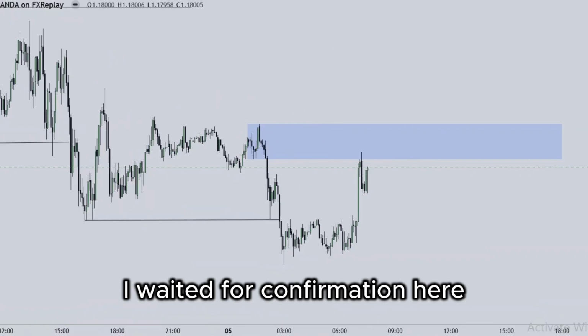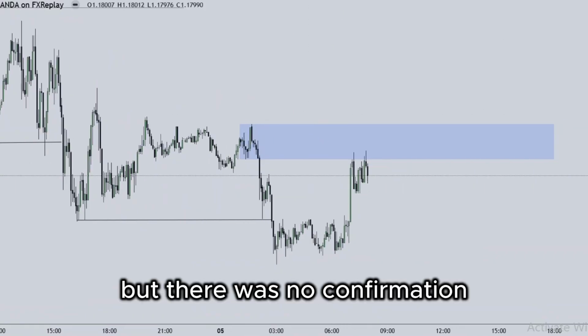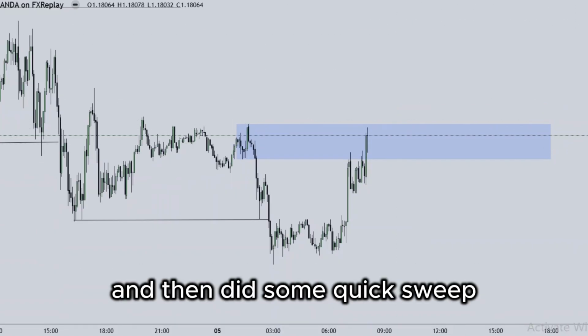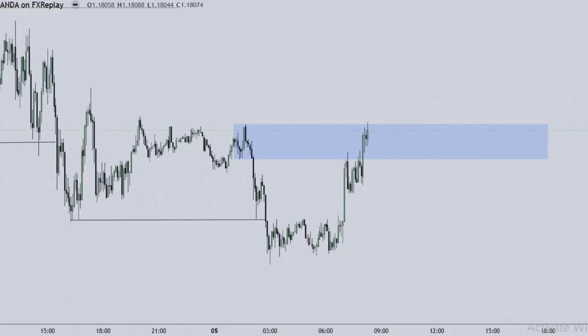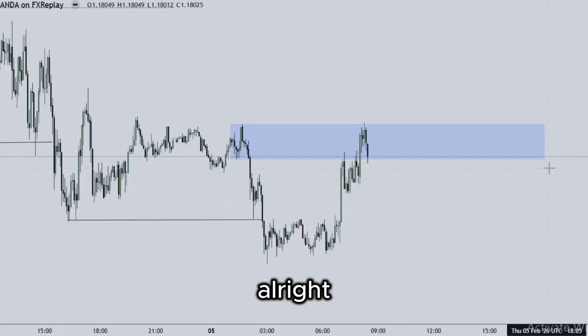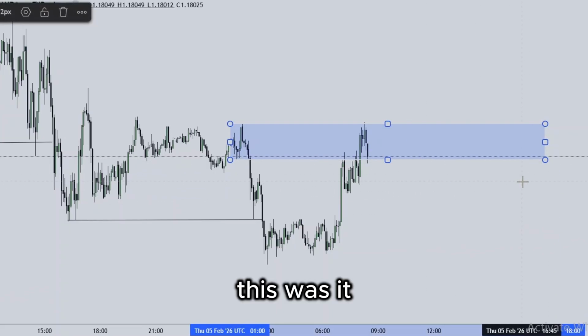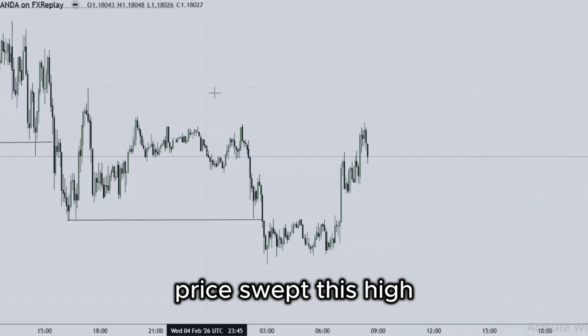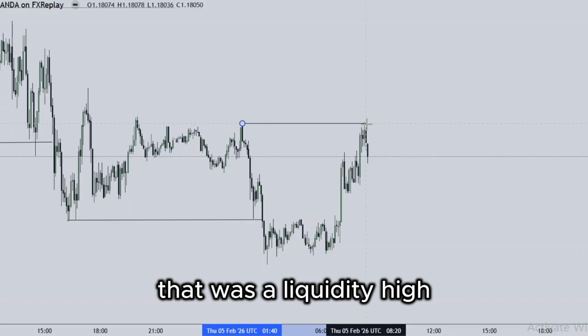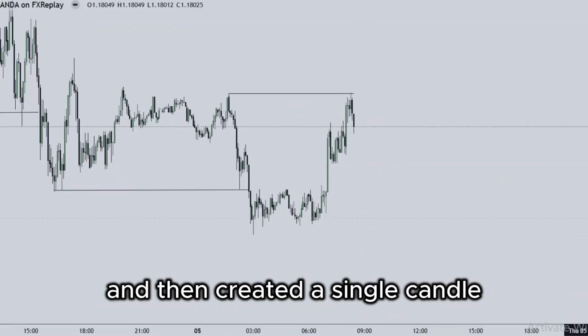So I waited for confirmation here, but there was no confirmation. So price rallied back inside this other block and then did some quick sweep. All right, this was it. Price swept this high. That was a liquidity high, and then created a single candle.